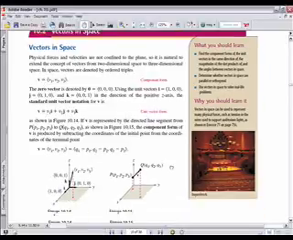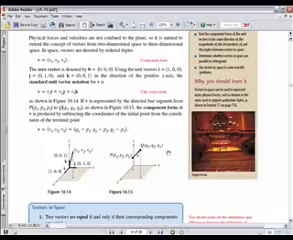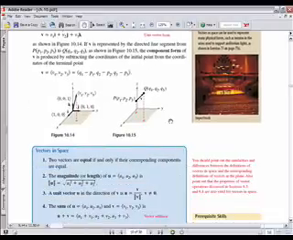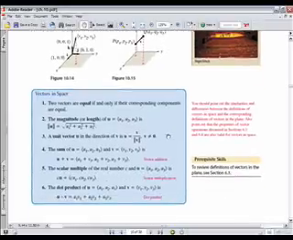If you want to find a vector, you can do terminal point minus initial point. Same idea as in 2 dimensions. Here are some properties of vectors in 3D, very similar to 2D. Vectors are equal if and only if corresponding components are equal. The magnitude is the Pythagorean sum of the components, though this time we have 3 components. To get a unit vector, you take your vector and divide by its magnitude.